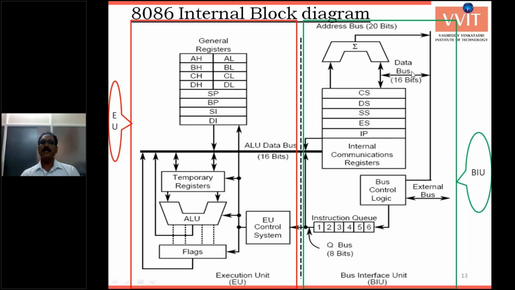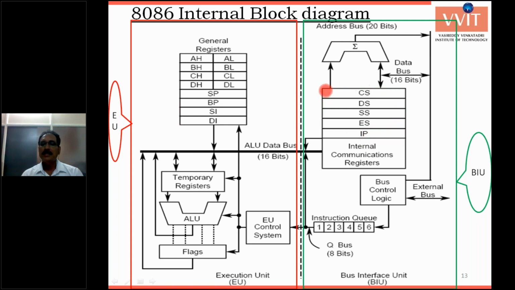Now, the bus interfacing unit. In the bus interfacing unit, there are 5 registers. Each register size is 16 bits: code segment, data segment, stack segment, extra segment. CS stands for the code segment, DS for the data segment, SS for the stack segment, ES is the extra segment, and IP is the instruction pointer.